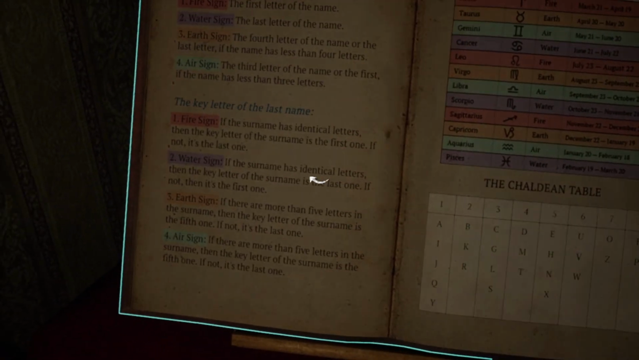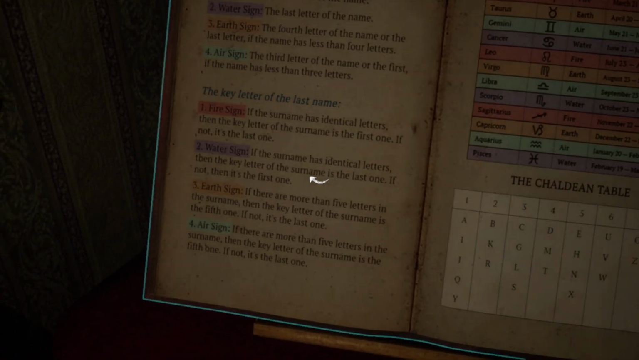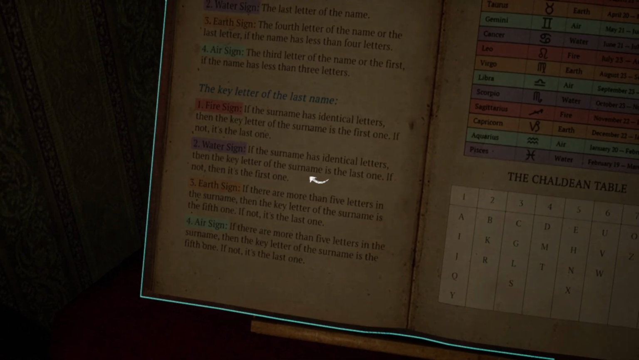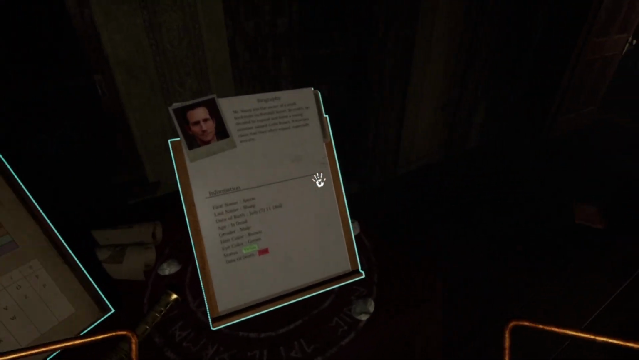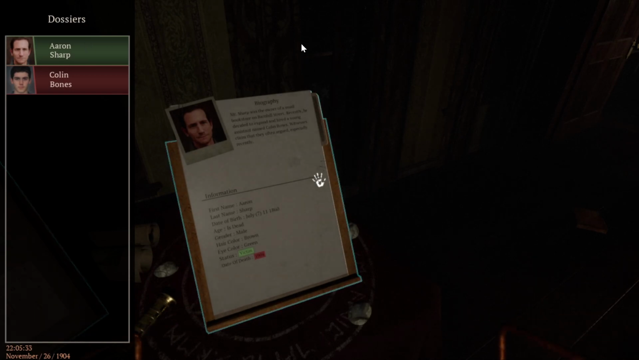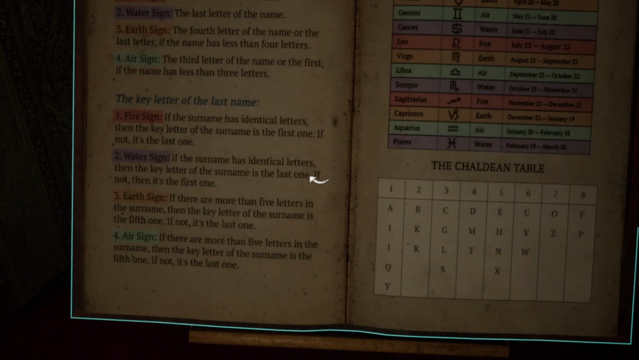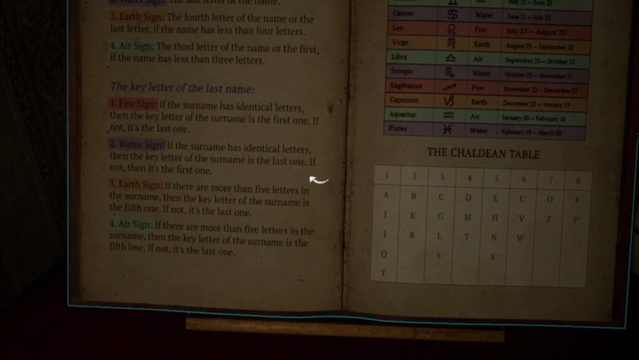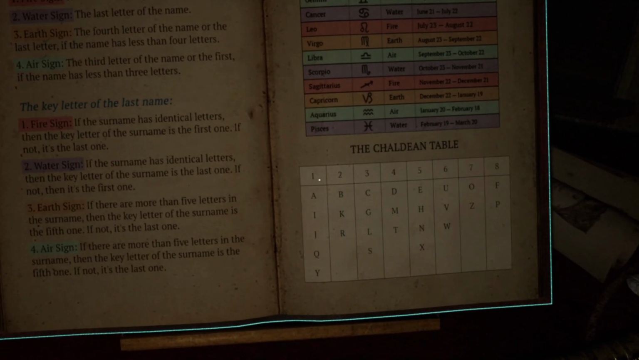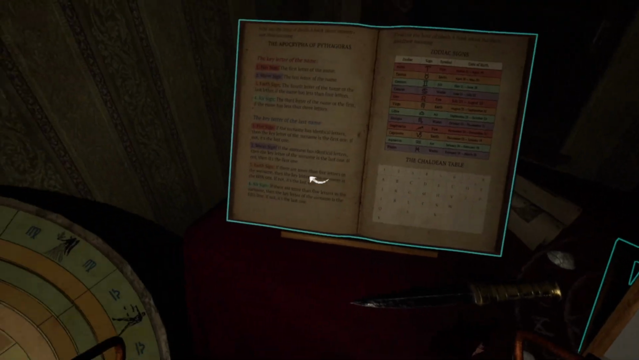Alright, so water here. If the surname has identical letters, then the key letter of the surname is the last one. If not, then it's the first one. Alright, so the last name is Sharp. Does not have identical letters, so it's going to be, if not, then it's the first one. So the first letter is an S, which is going to be a 3.